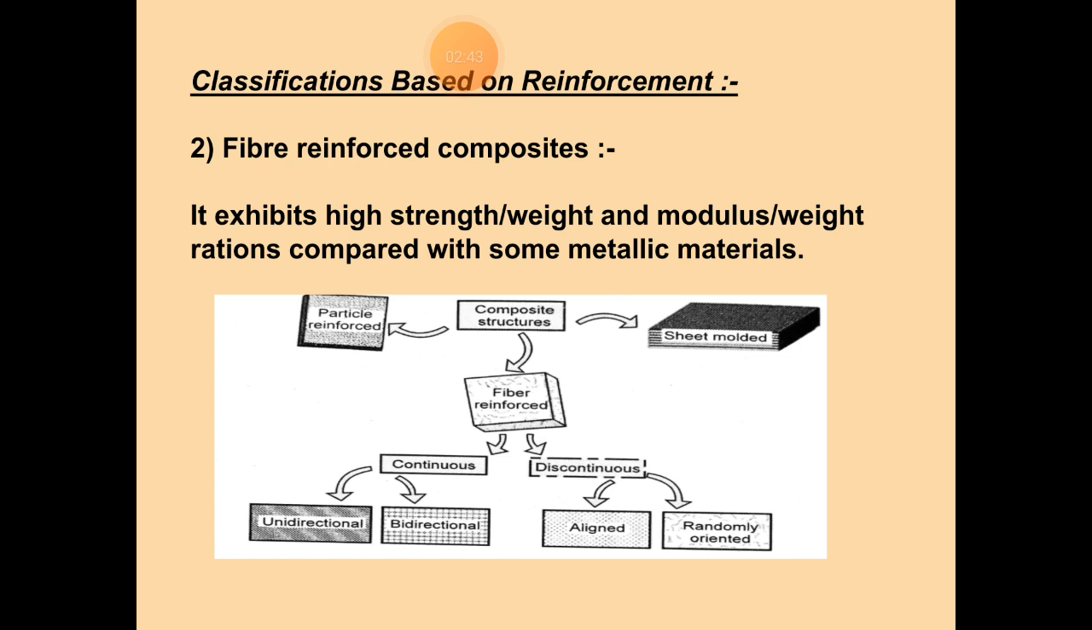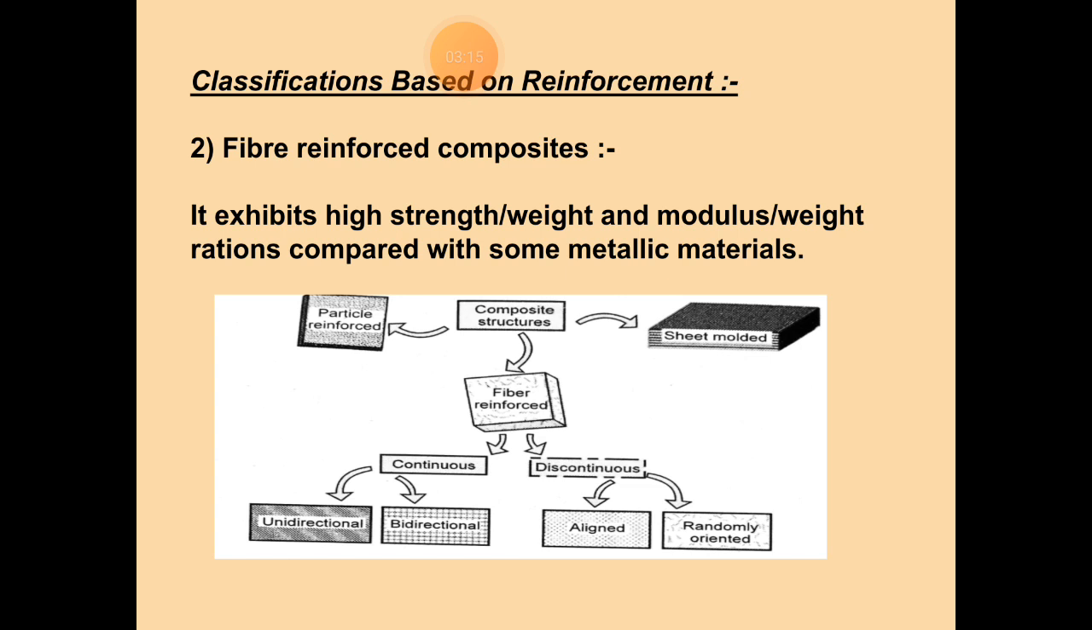Next one is the fiber reinforced composites. Fiber reinforced composites are a type of engineered material which exhibits high strength per weight and modulus per weight ratio compared with some metallic materials. Based on the physical structure of the reinforced fiber, it is classified further as continuous and discontinuous fibers. The figure shows the various types of fiber composites.